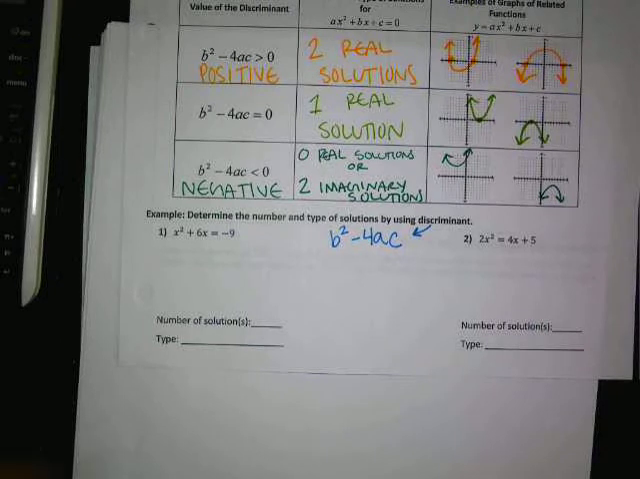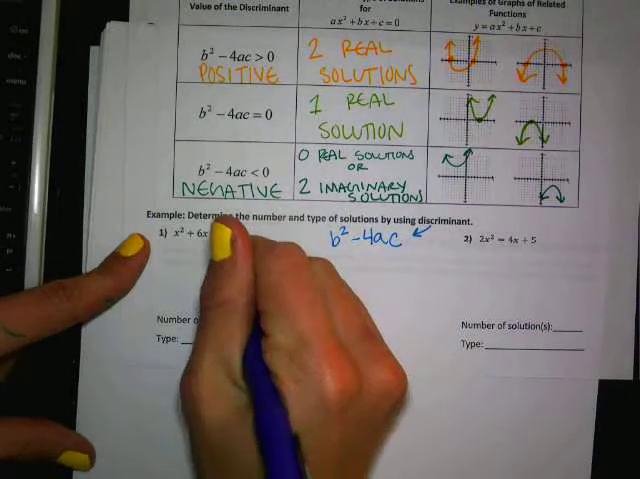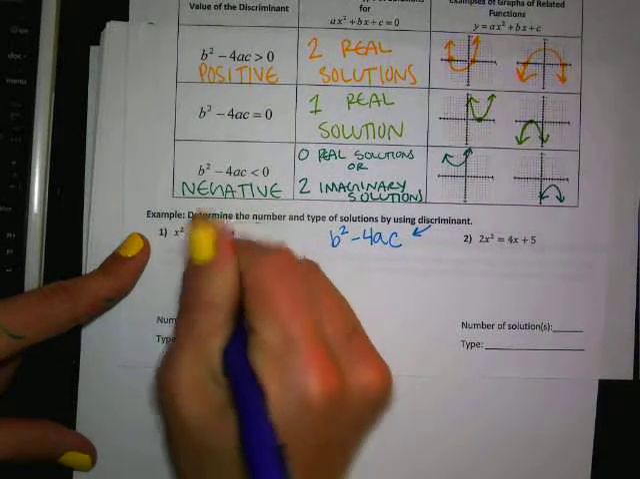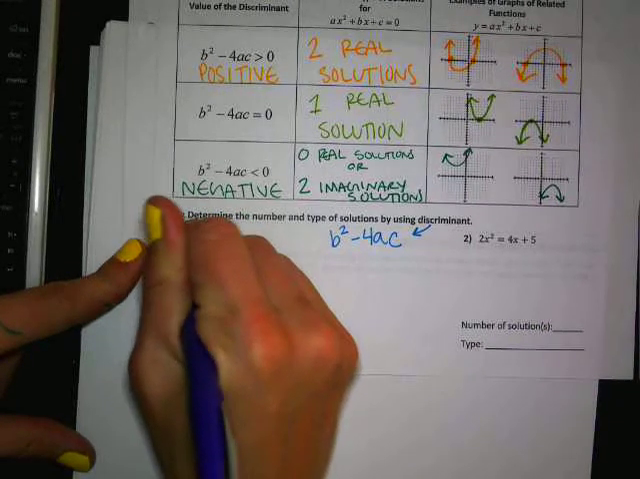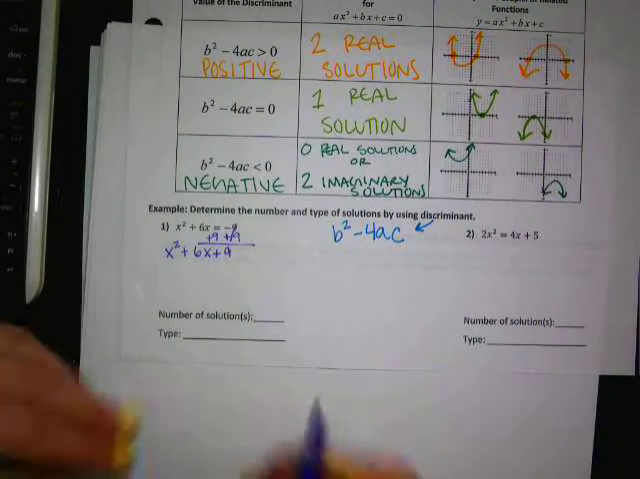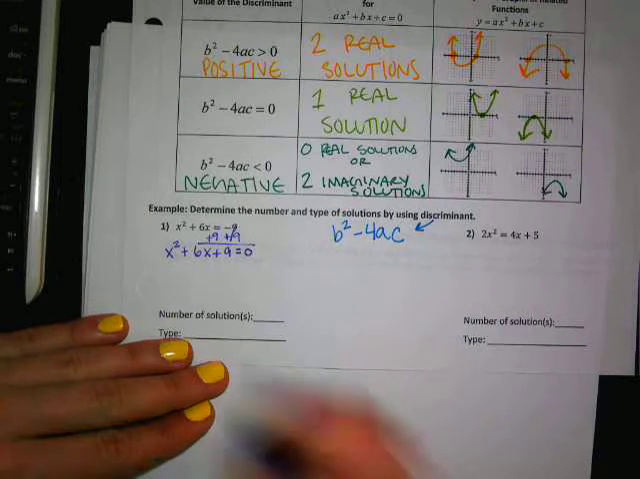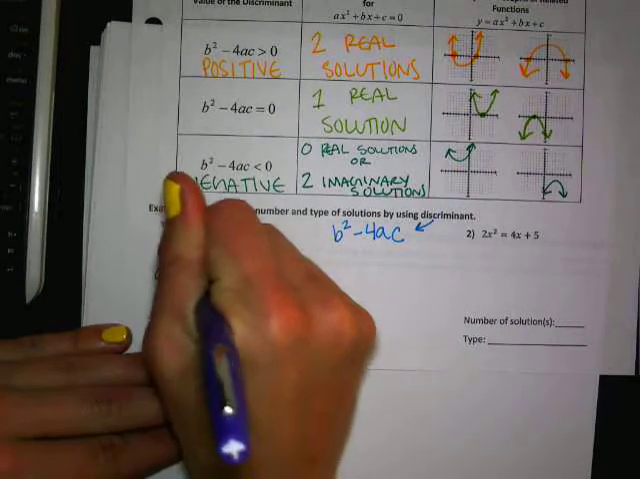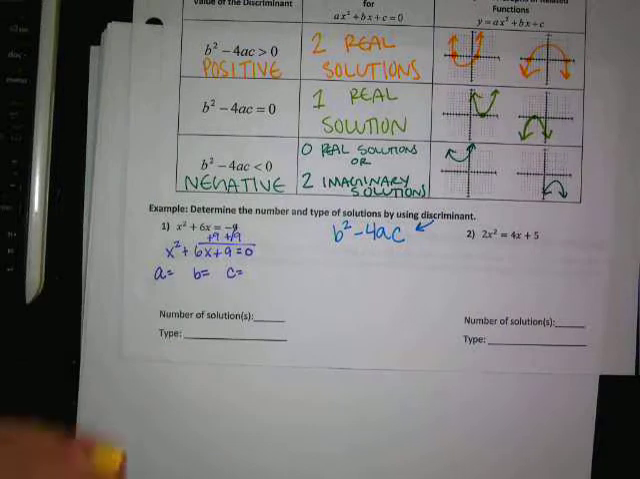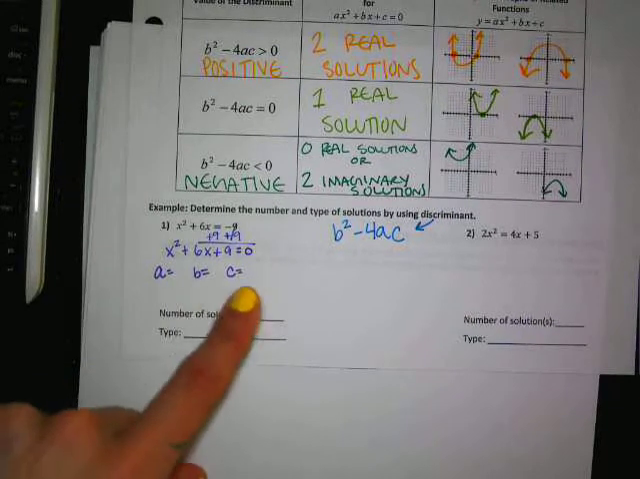On this first one, before you can find your A, your B, and your C, you need to move everything to one side. So I'm going to add 9 to both sides. I would put it in order, so I have x squared plus 6x plus 9 equals 0. The A is the number with the x squared, the B is the number with the x, and the C is the number all by itself.